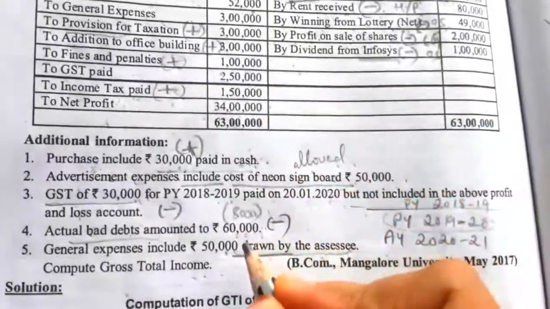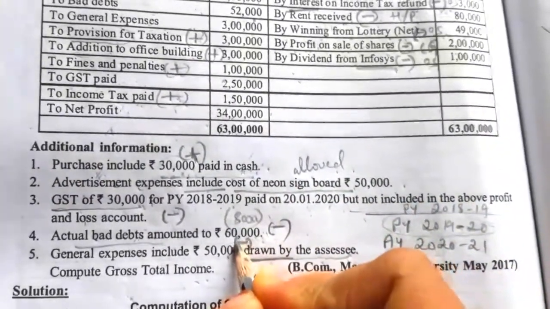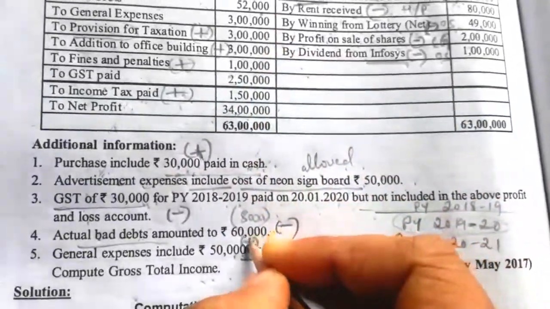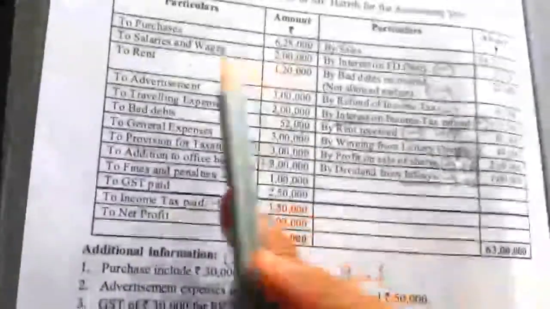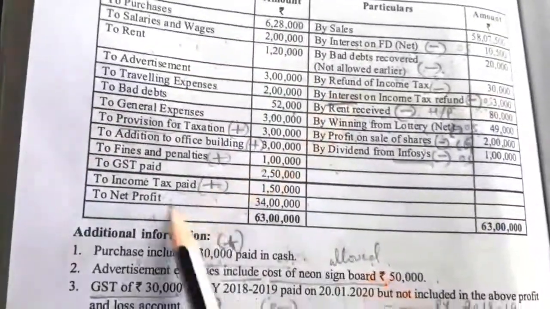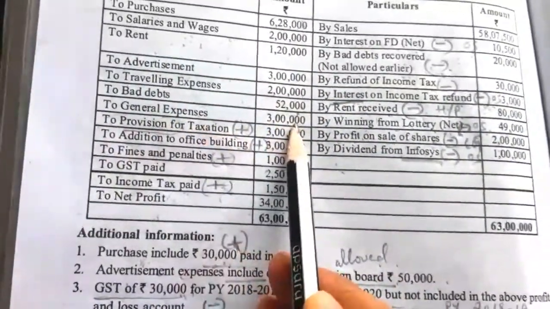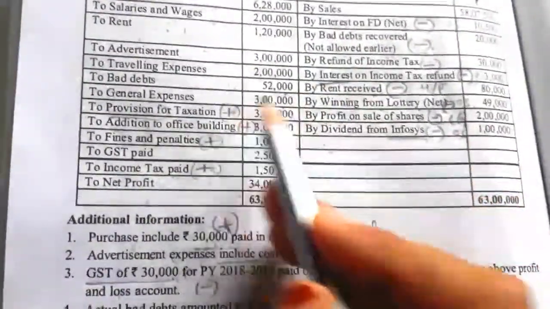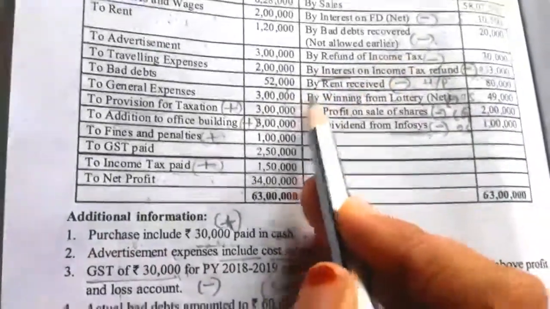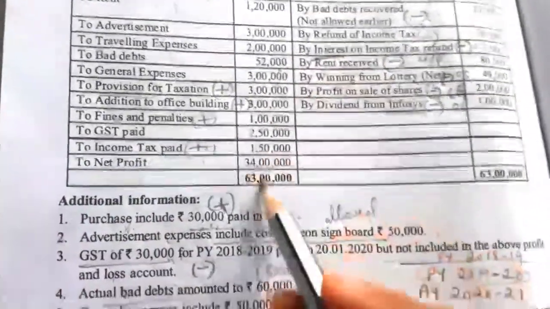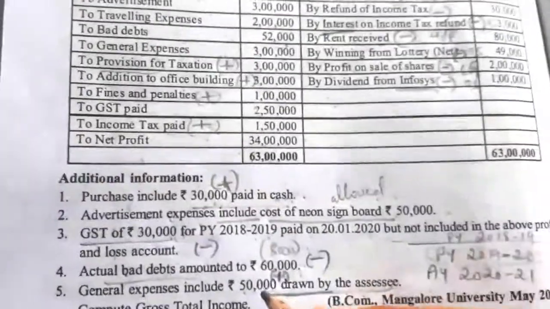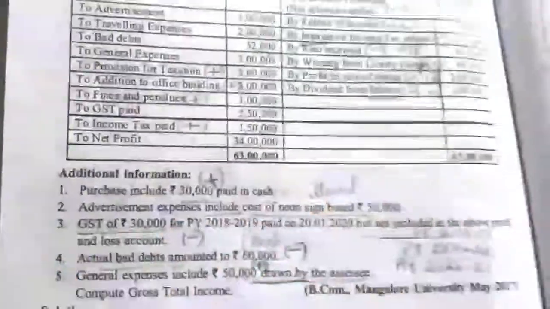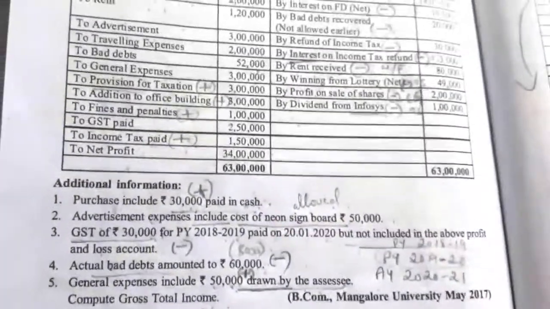To cancel it from the net profit we have to add it to the net profit. It is an expense recorded on the debit side of profit and loss account under the head general expenses. It is not relating to business, it is a personal expense. It should not be recorded here. So to cancel it from here we have to add it to the net profit. So for drawings we have to add 50,000. With this information we have to compute the business income as well as gross total income.